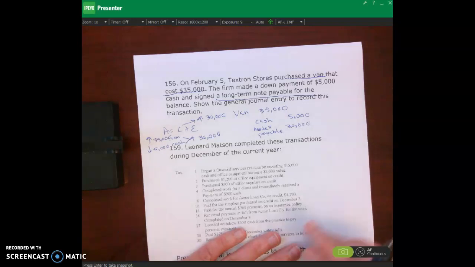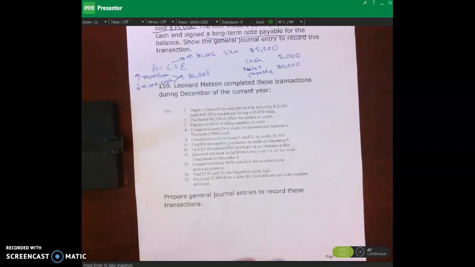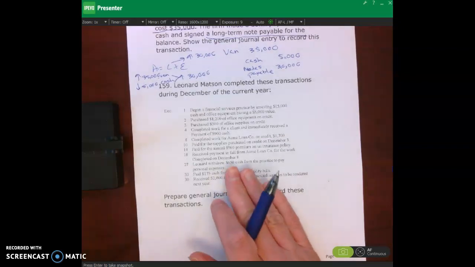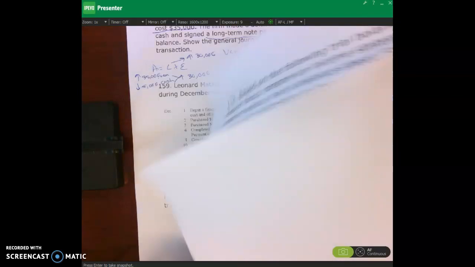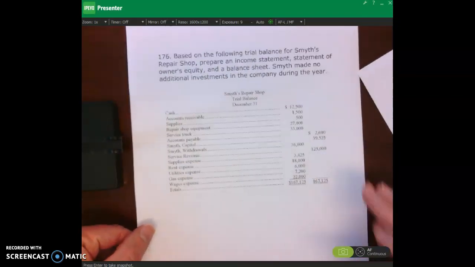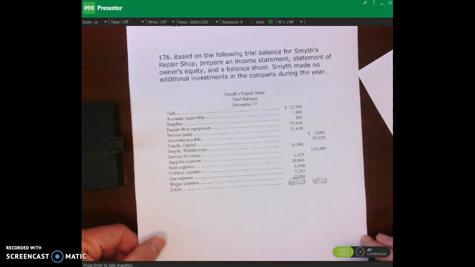Okay. All right, so I'm going to end this lecture video now, and in the next lecture video, you're going to do this problem. You're going to complete all these journal entries, and then you're also going to go through and do this trial balance. You could use this trial balance to prepare the income statement, statement of owner's equity, and then the balance sheet.